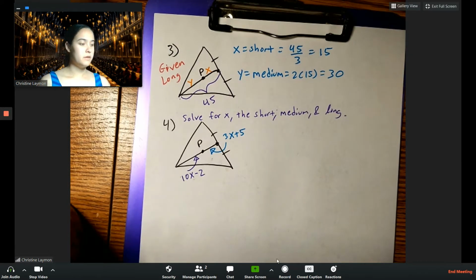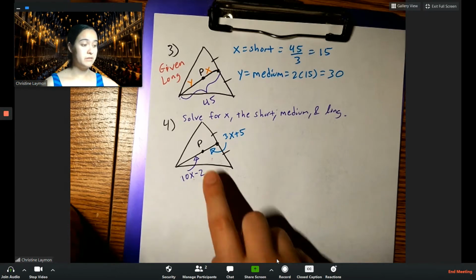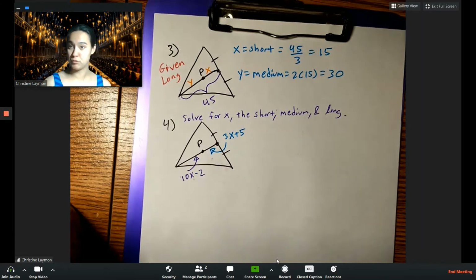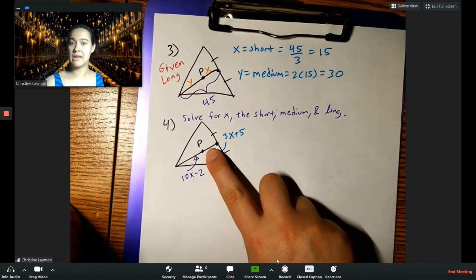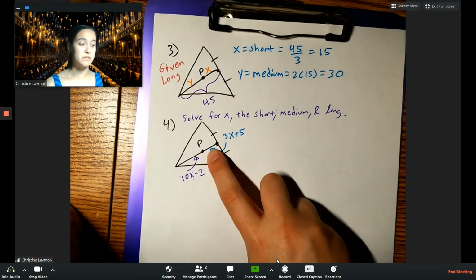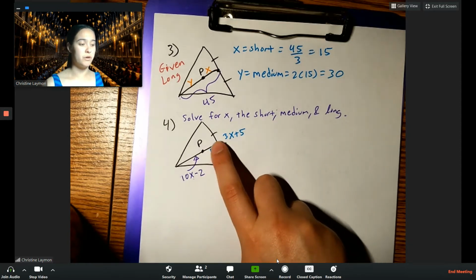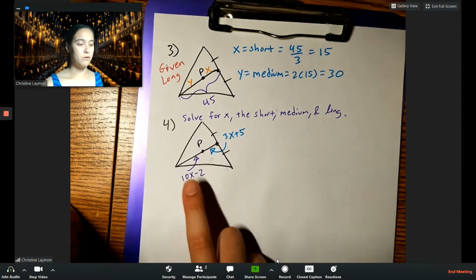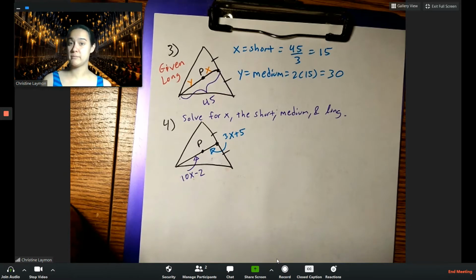Okay, in question 4 here, it says solve for x, the short, medium, and long. So I have the same scenario. P is still my centroid because I'm using that same rule I gave at the very top. I can see that this is my short, and again, I know 3x plus 5 is my short because the short is from the midpoint to the centroid. I know 10x minus 2 is my medium.